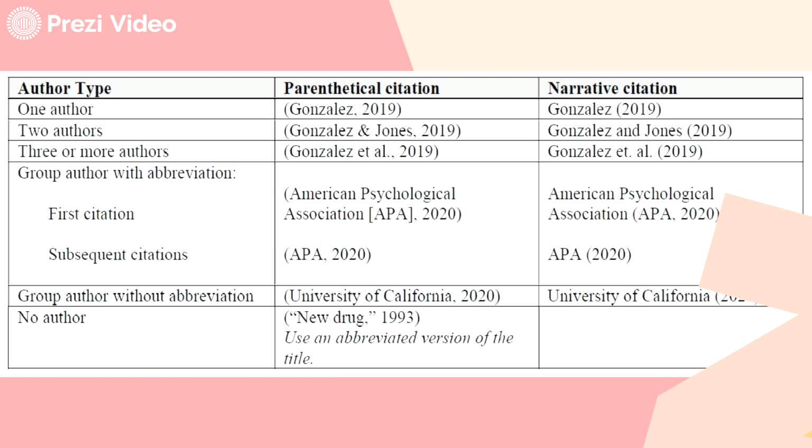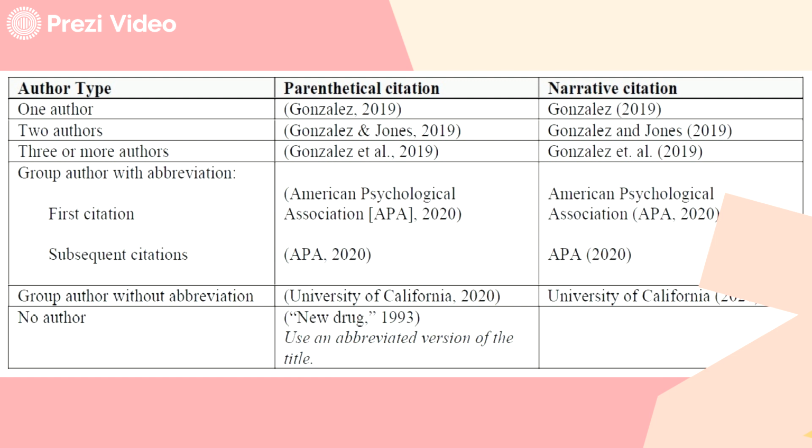Now, just a few points that we have to remember. These are minor details but are very, very important. First, when you are citing two authors, okay, in the parenthetical citation, you have to use the ampersand symbol. Okay, the ampersand symbol is the symbol for and.